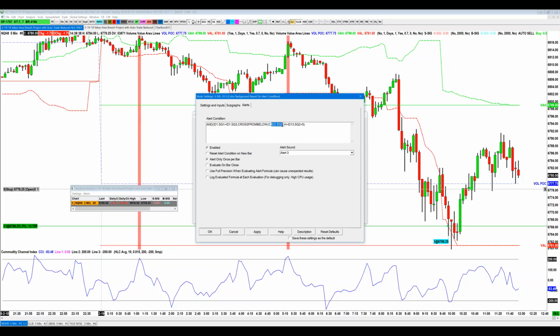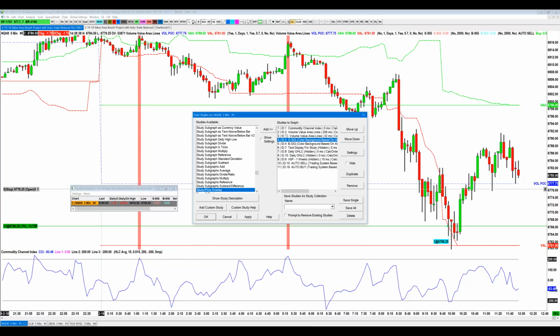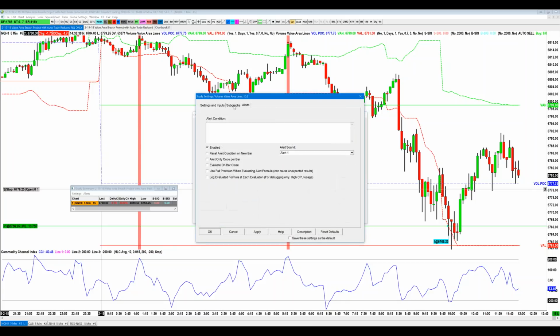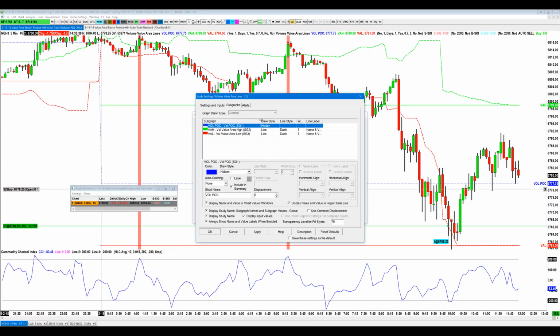So what is ID2.SG2? Well, let's look for ID2. There it is, the volume value area lines. Go to the subgraphs, and we can see here SG2 is the value area high. So far our condition says when the CCI is above line 2, which is the 200 line, and the current price, C, is greater than ID2.SG2. All right, that's the second part of our condition.